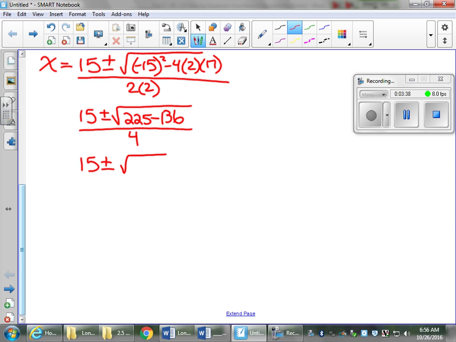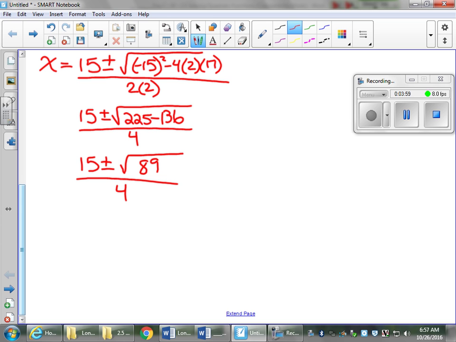Because this is not in the real world, when I do 225 minus 136 and get 89, which is not a perfect square, we are not going to change the square root of 89 to a decimal. We only do that with the real world scenarios. So from here, we have to decide whether 89 stays in, comes out, or we break it apart.